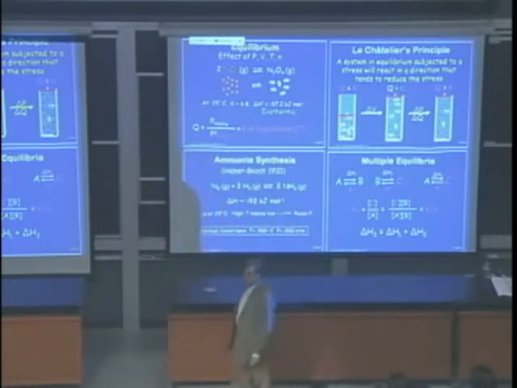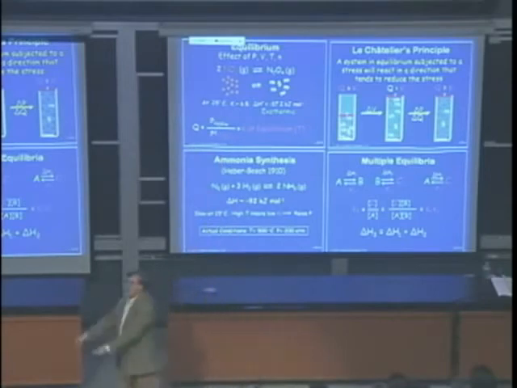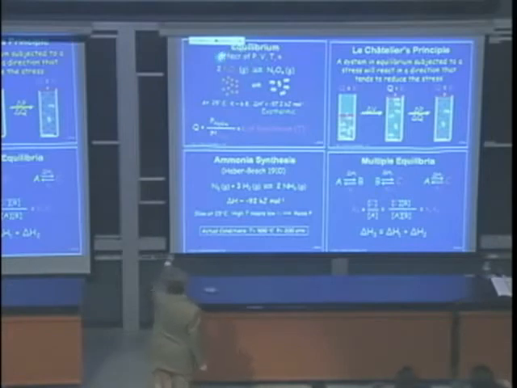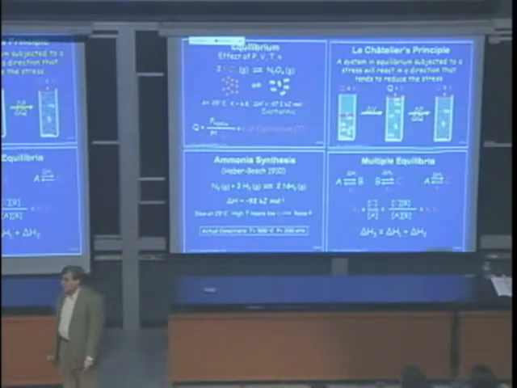So we then talked about Le Chatelier's principle, and Le Chatelier's principle is nothing but the fact that if you subject a system to stress, it will react in a direction to reduce that stress. So what would that mean? If I put some more NO2 in here, what will happen? What will the system do? What will the equilibrium do? If I put more NO2 in here, am I in equilibrium at that point?